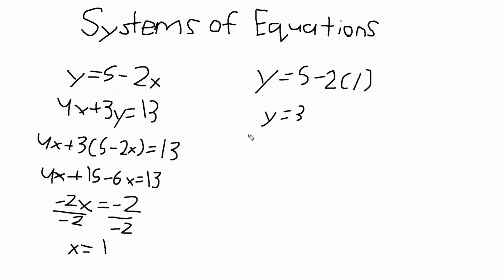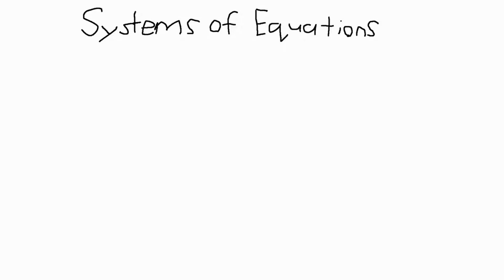Now we have looked at the first example, so now we will be moving on to the second example. So our next example is going to be y equals 3x plus 2, and then y equals 7x minus 6. So unlike the last one, we have two equations that are both equal to y.